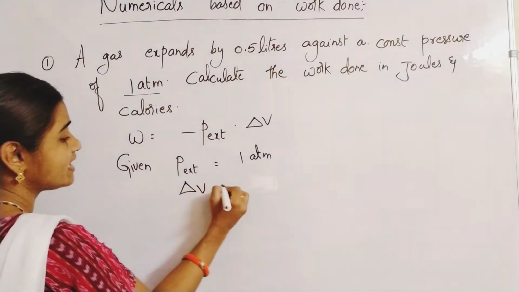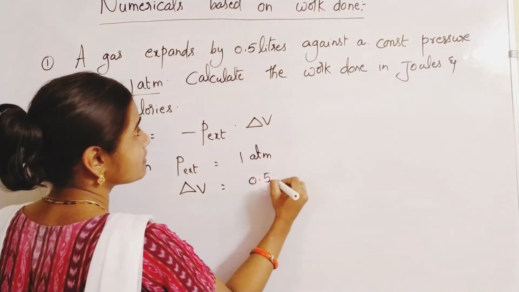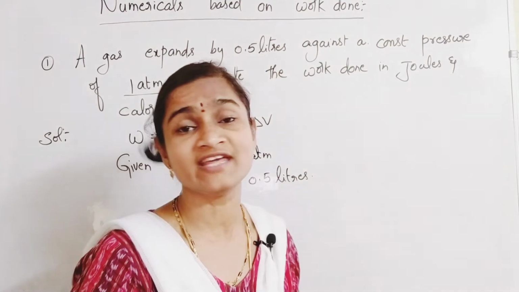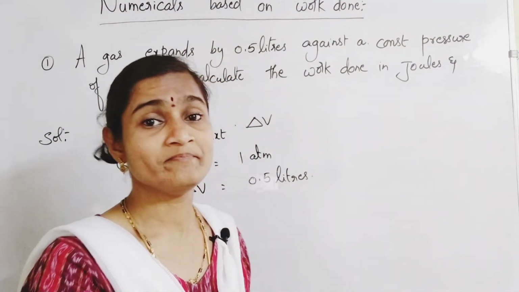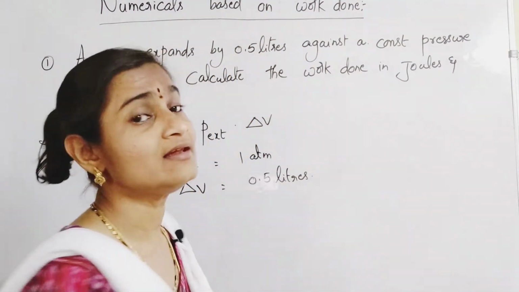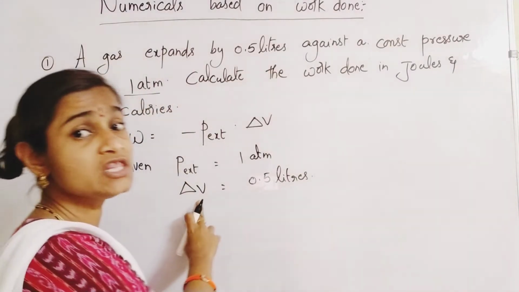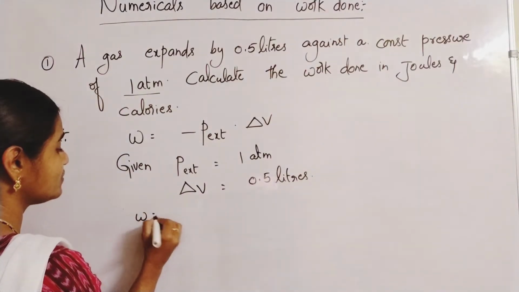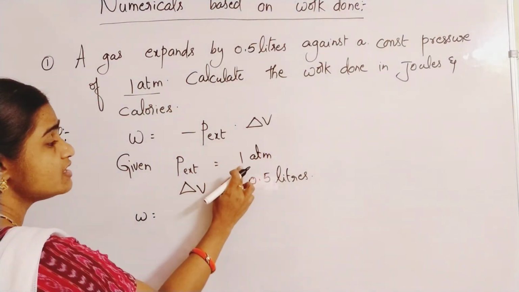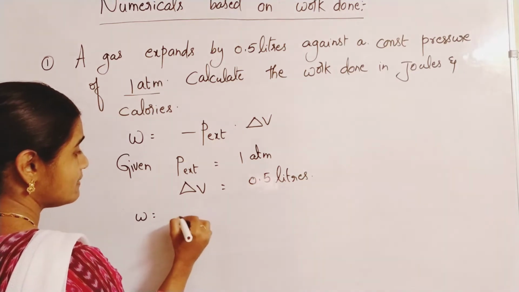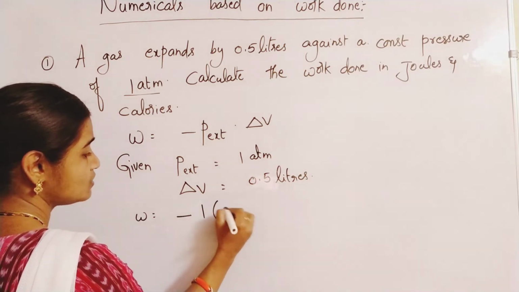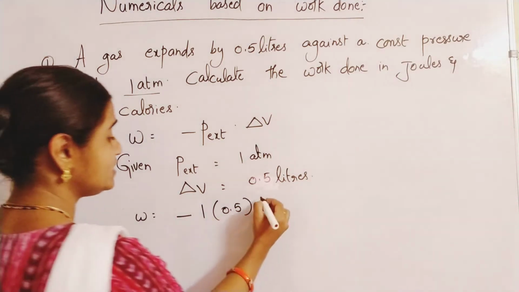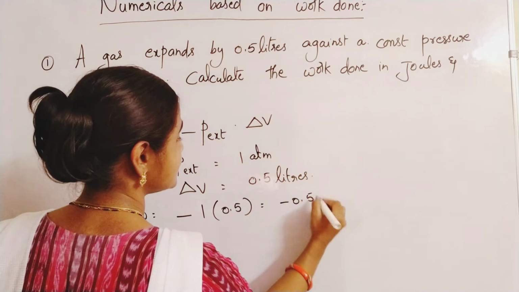Delta V is equal to 0.5 liters. Initial volume and final volume are not given, only how much it expanded. So the change in volume is given as 0.5 liters. So W is equal to minus P external into delta V, which is minus 1 into 0.5. How much is it? Minus 0.5.